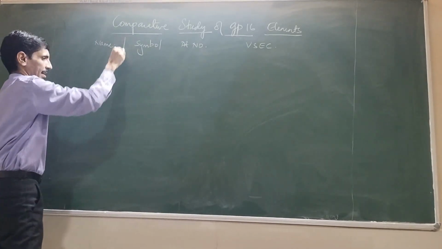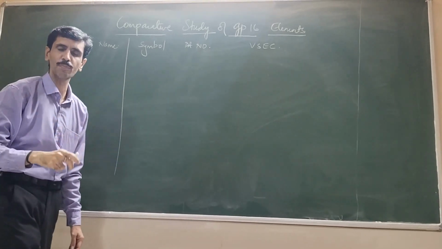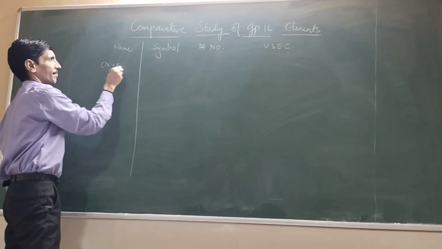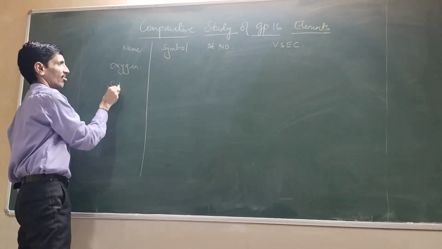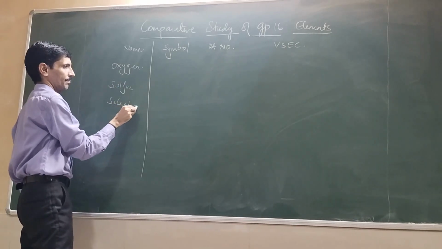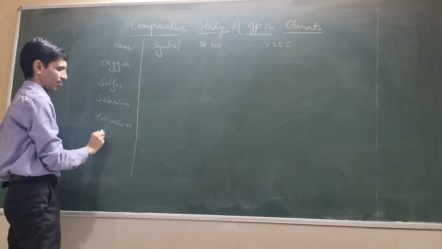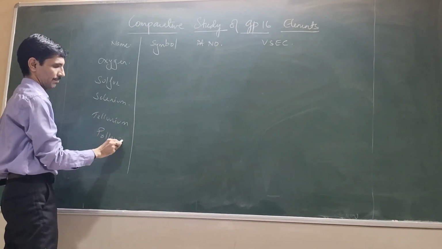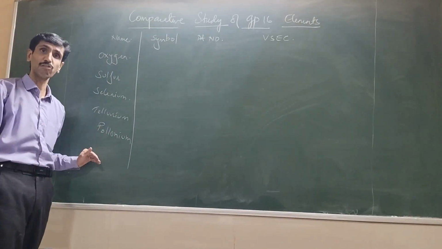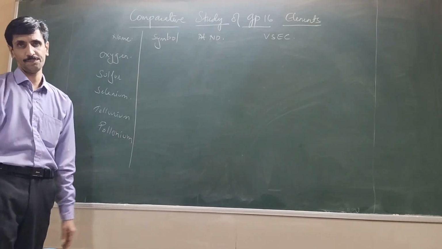So we begin. As I mentioned earlier, the very first element of this group is oxygen. Alright, so we have oxygen. Next we have sulfur. Next we have selenium. Next we have tellurium. And the last one we have is polonium. So these are the elements. We have another element after this also, but we are going to restrict over here up to polonium.